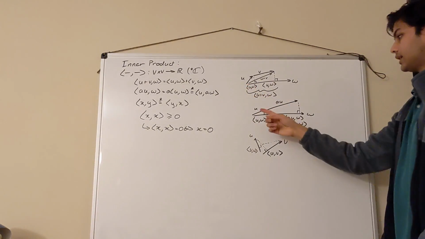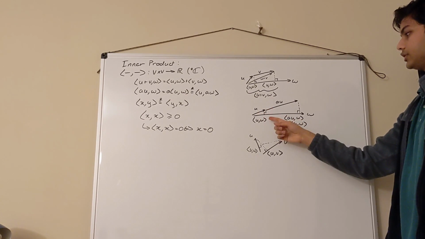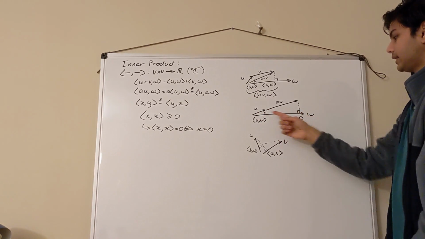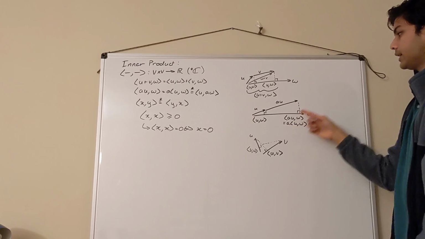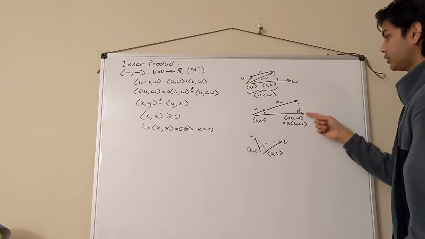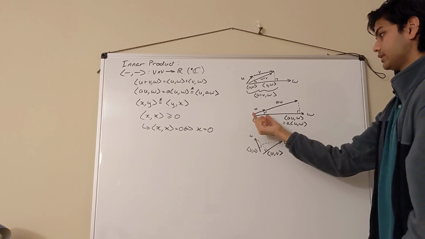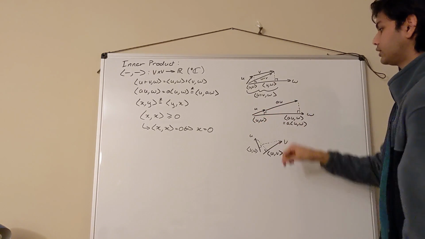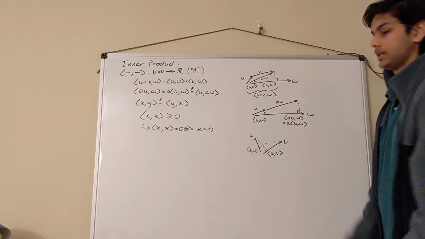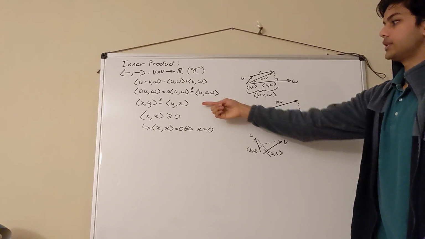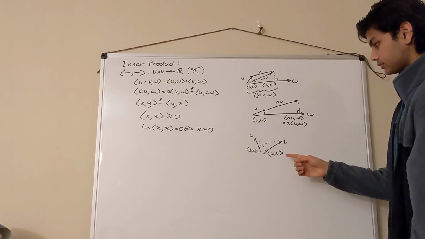This property is just that if you project u onto w, and then you scale up u by some factor a, and then you project this new vector au onto w, then this new length is going to be a times this length. For example, if you triple the length of u, then the projection will also be tripled in length.